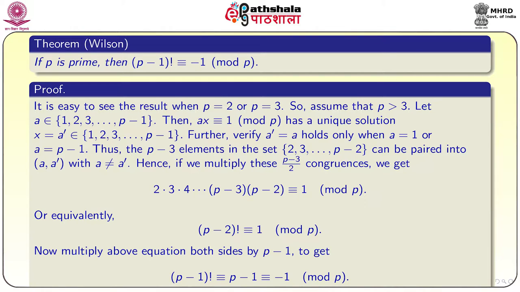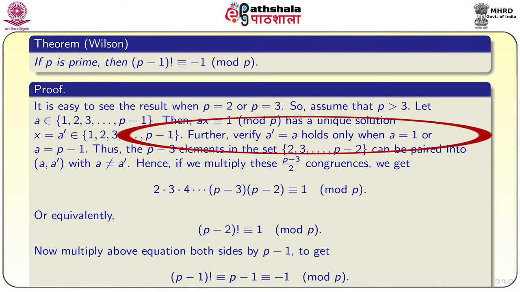So, the unique solution is, let us take x equal to a dash, which also belongs to 1, 2, 3 and so on up to p minus 1. Having a solution here means that ax equal to 1 will be satisfied under modulo p, that means p divides ax minus 1, and that x is one of the numbers from 1, 2, 3 and so on up to p minus 1.